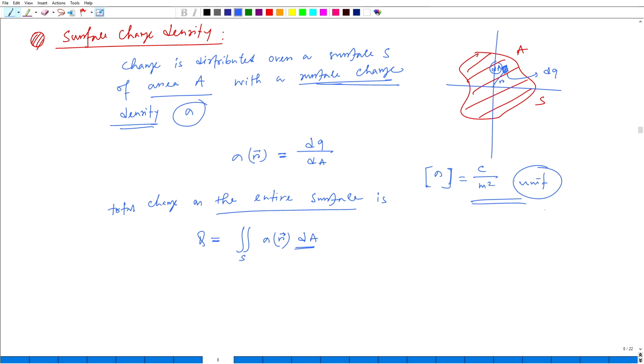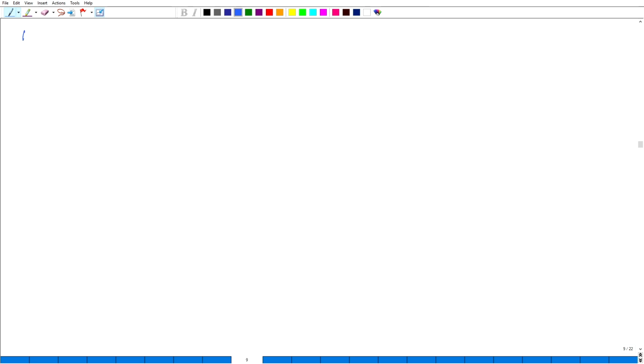One more thing: if the charge is distributed uniformly over the entire surface, then sigma does not depend on the distance r. It is constant and we can take it out of the integral. We will solve problems and it becomes more clear. So, let us start with an example: the electric field due to a uniformly charged disc.